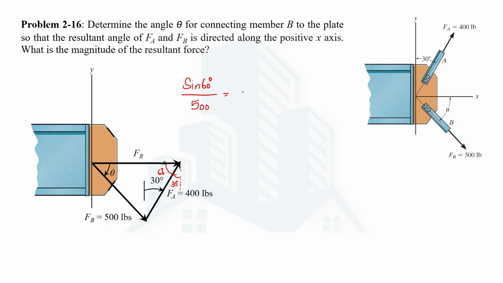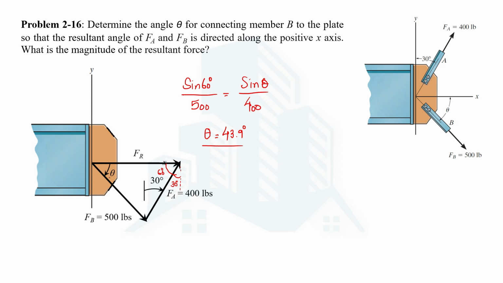Now that will be equal to what? If we use FR, then we don't know this angle, and if we use FA, then again we don't know this interior angle, but we can determine this theta angle by using sine theta divided by the opposite side, which is 400. So from here we can get the angle theta. On doing the calculations, we get 43.9 degrees as the theta angle.